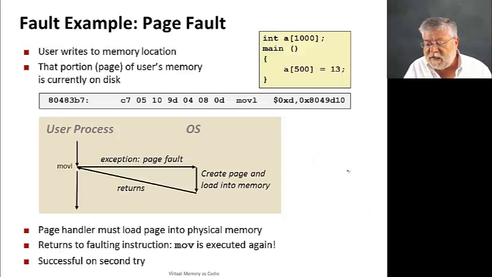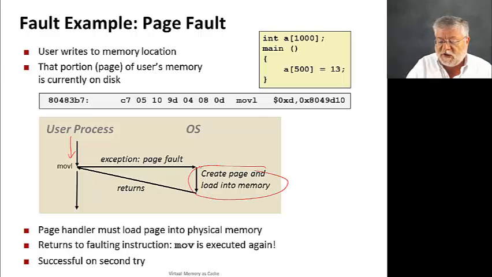The way this looks in the execution of the process is that the process will be coming along and eventually hit an instruction that accesses memory that causes that page fault. So we get an exception. We have to make room for that page, load it into memory, and then we're going to go back to that instruction and execute it again.